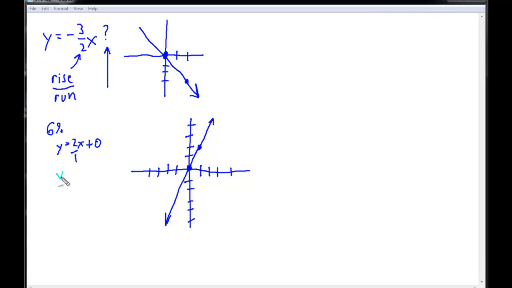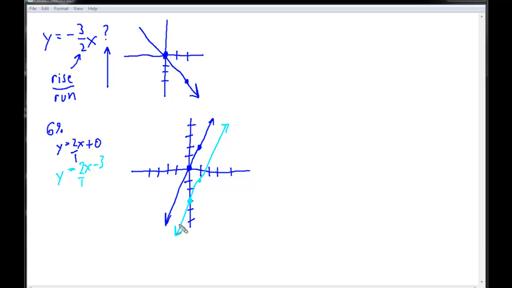Now it asks to do two more lines on the same grid. The second equation it gave me was y equals 2x minus 3. So it's the same slope, but a different y-intercept. I'm going to start at negative 3 and go up 2 over 1, just like I did with my last problem. So I'm going up 2 over 1, and there's my second line.